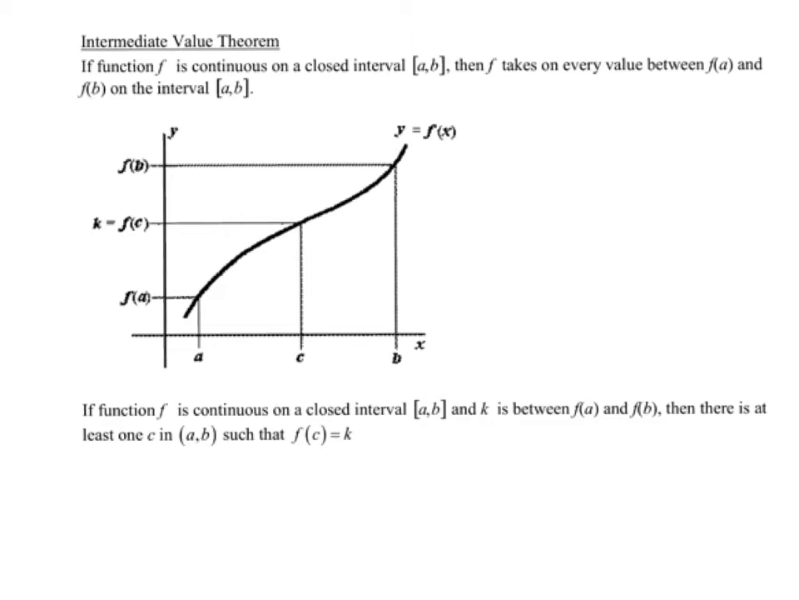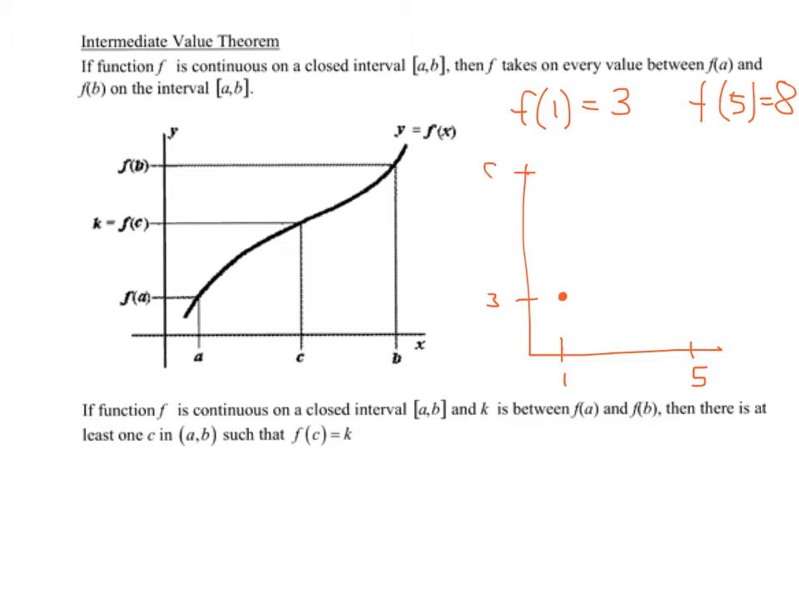Okay, what is this all about? Well, if I were to tell you that I knew, for example, that f of 1 was equal to 3. So (1, 3) was on my graph. And I was also going to tell you that I knew that f of 5 was equal to 8. So (5, 8) is also on my graph. And I'm told that it's a continuous graph.